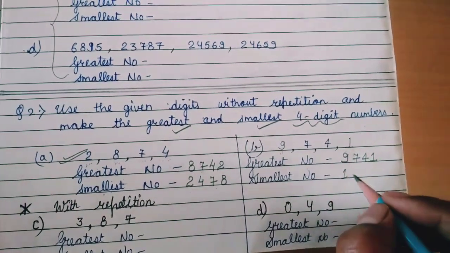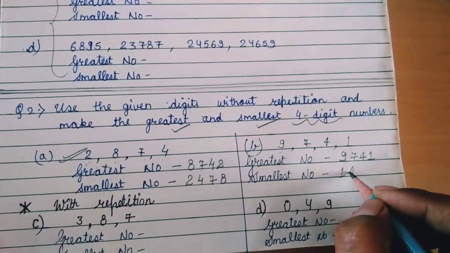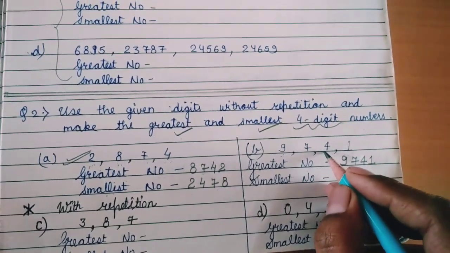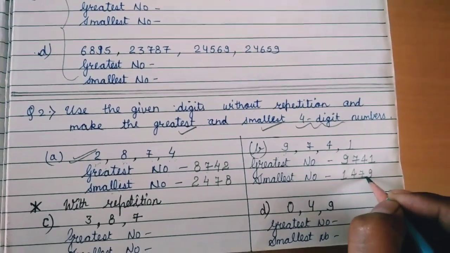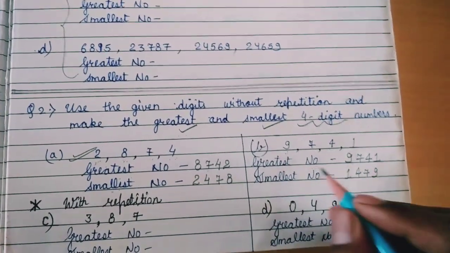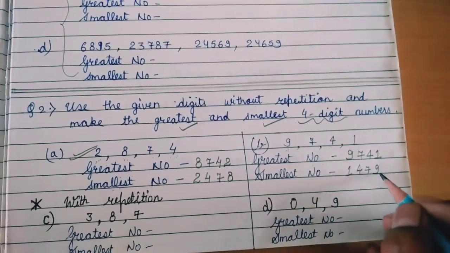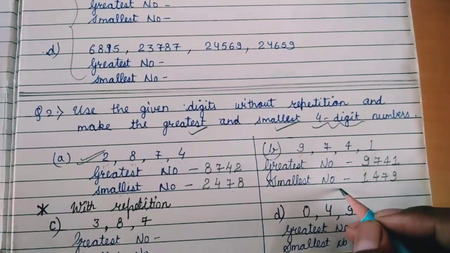Greater than 1 is 4. Just a little bit greater than 1 is 4. After that 7. Then 9. So 9741 is the greatest number. 1479 is the smallest number.